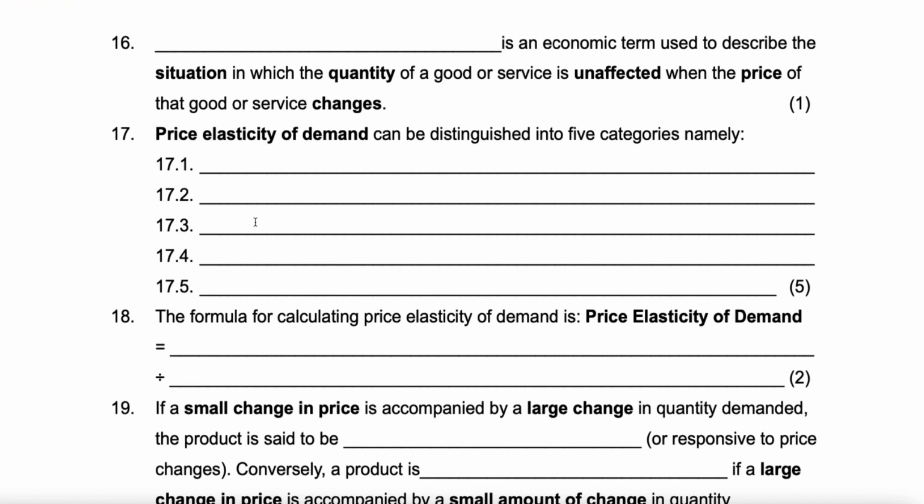Basically, this one means that when price goes up by 50%, quantity demanded is expected to drop by 50%. When price drops by 50%, we expect quantity demanded to also increase by 50%. Obviously, ceteris paribus.